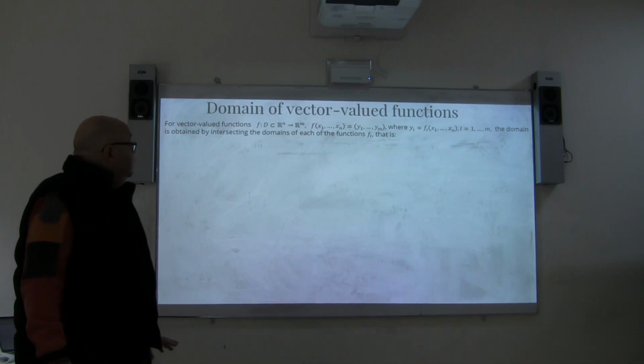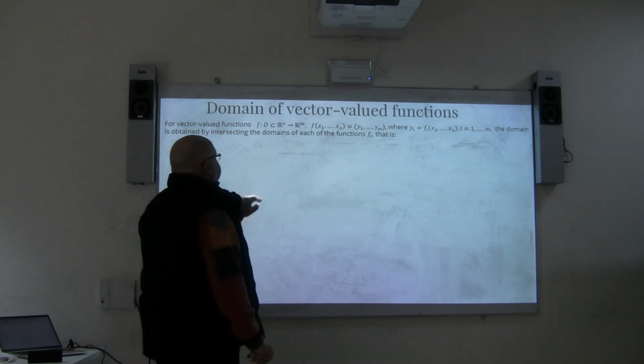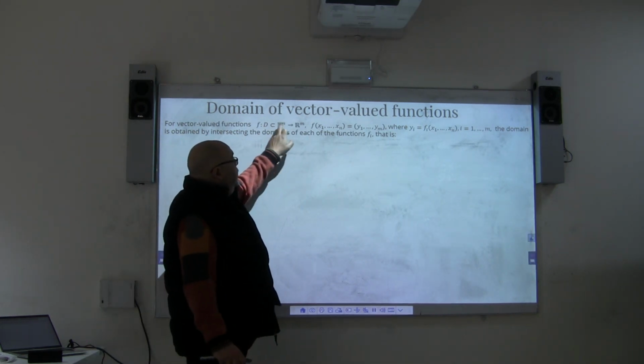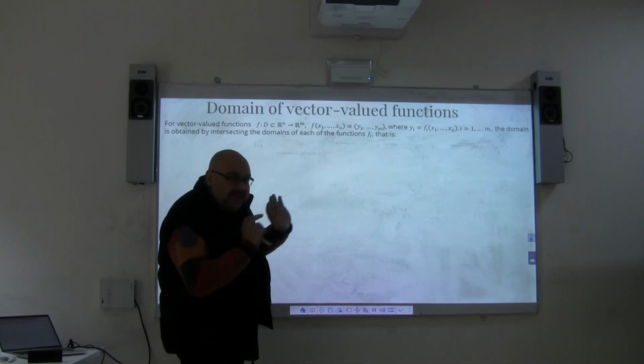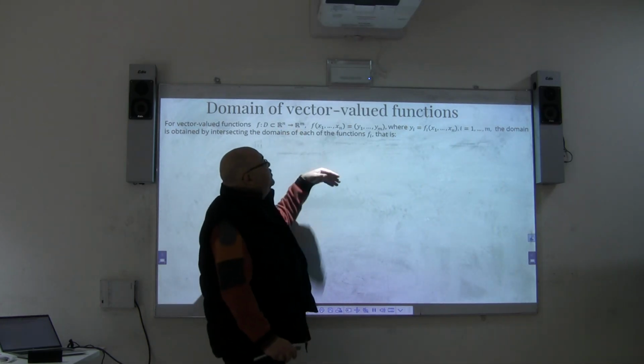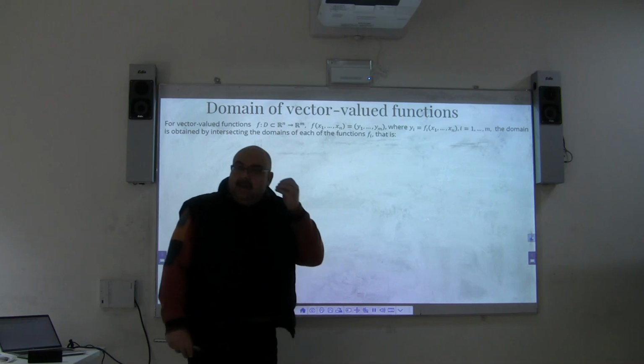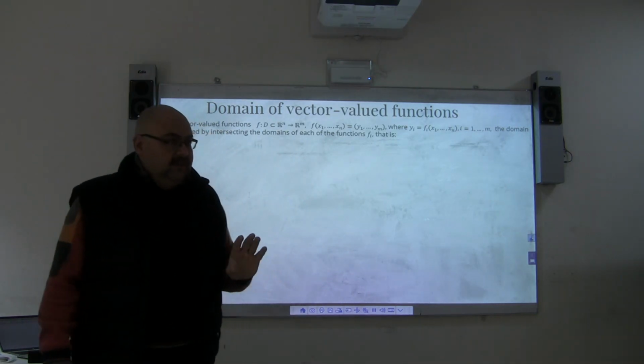So for vector valued functions, as I told you, f is a map from a subset D of Rn into Rm. Once more, Rn is the domain, what enters the function. Rm is the output from the function. Okay? This concept is really very important, as I told you.